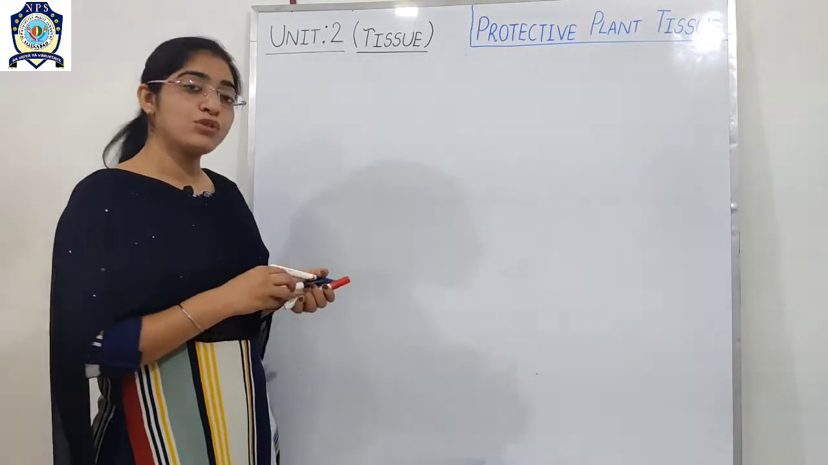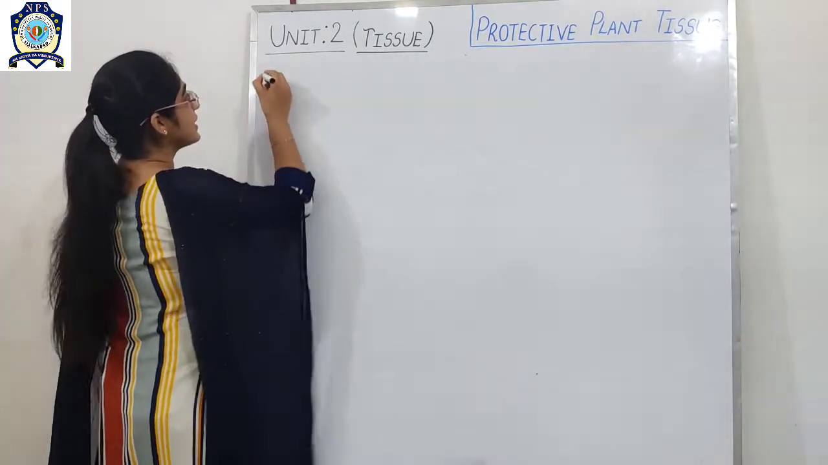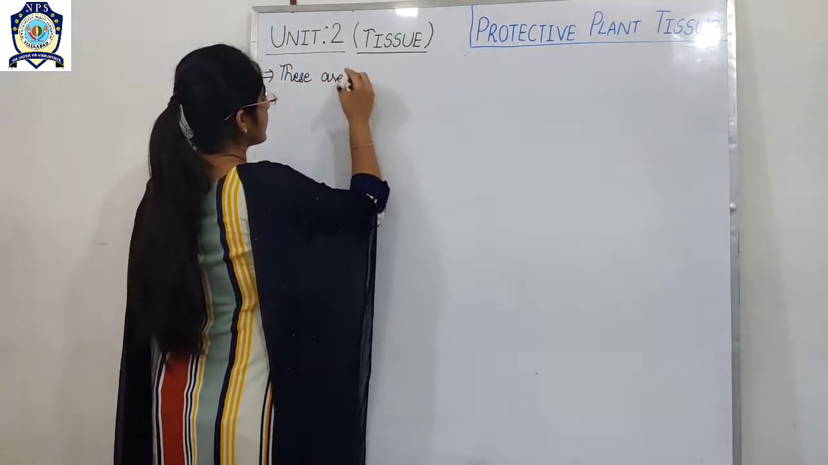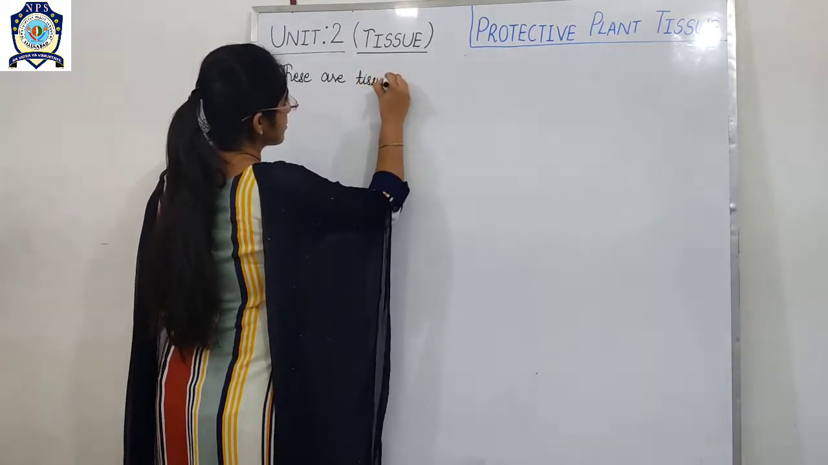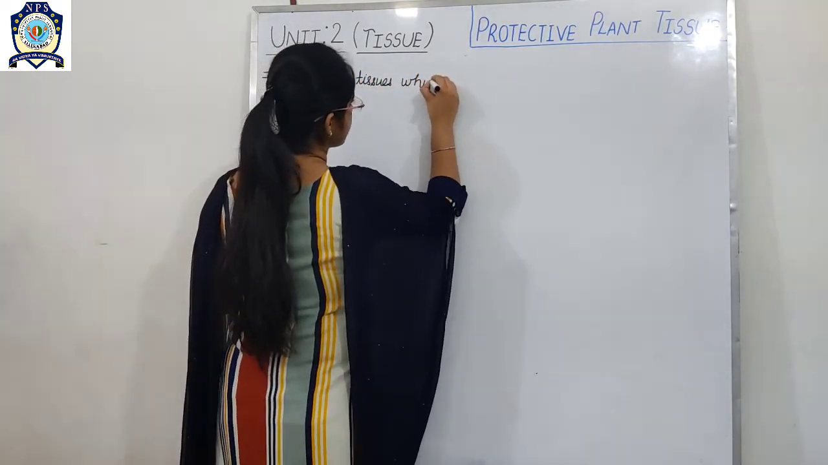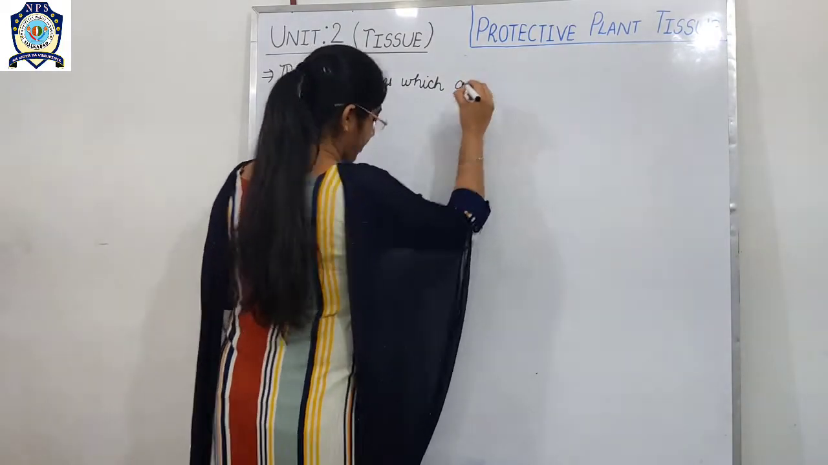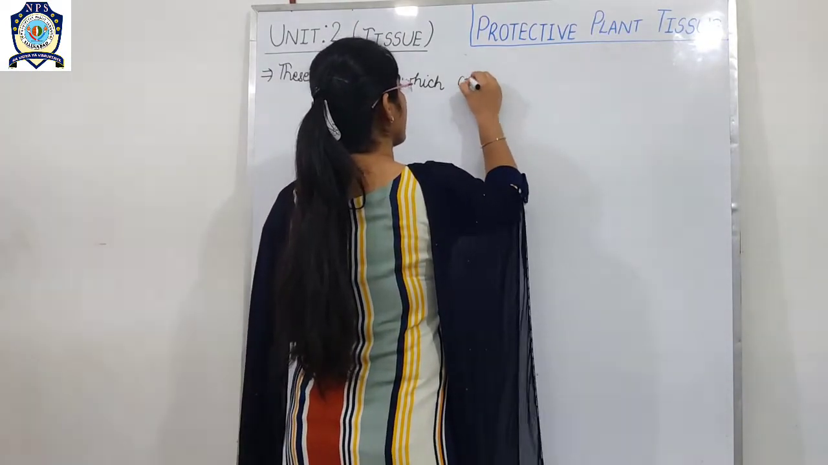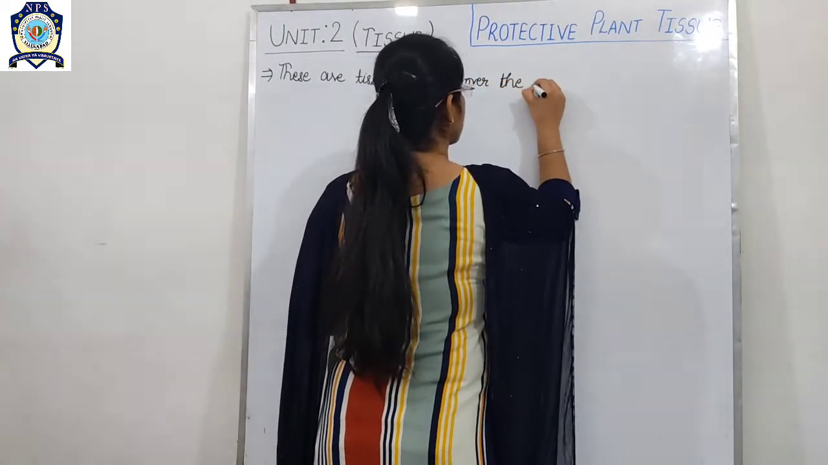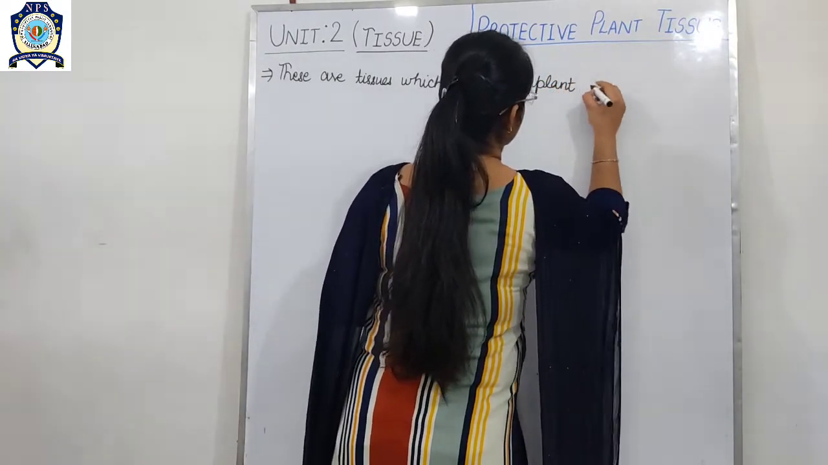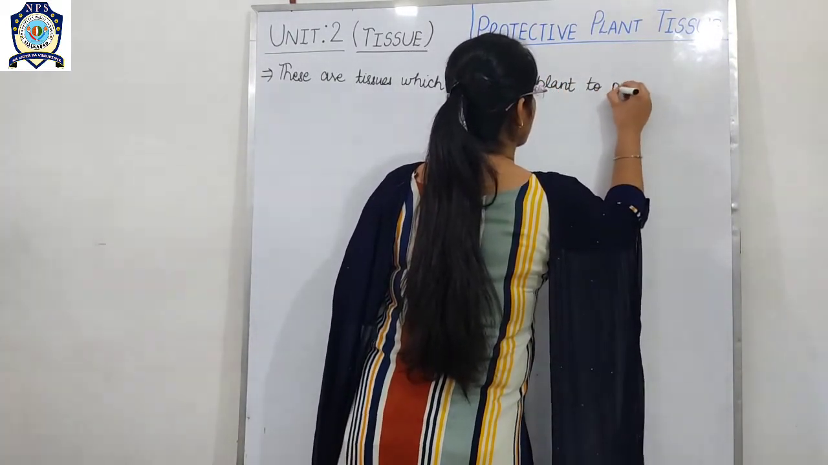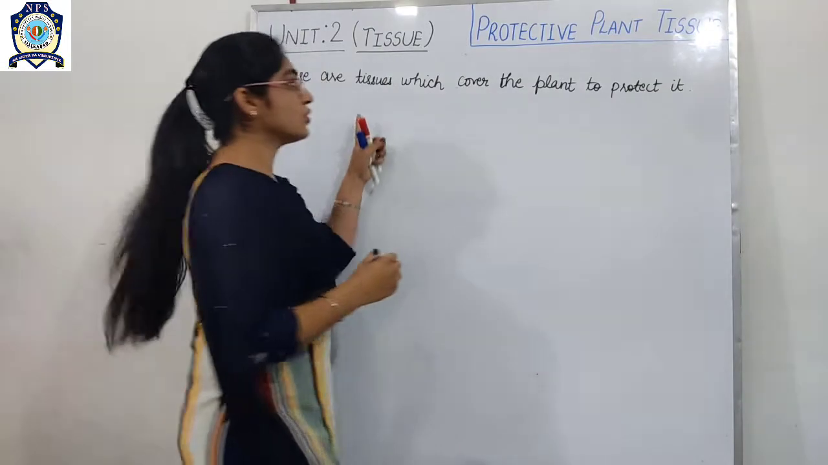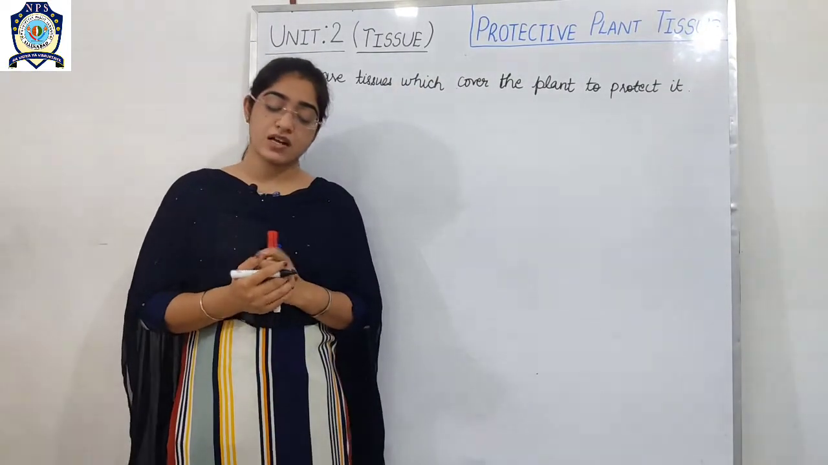If we have to define the protective plant tissues, then these are the tissues which are present in the plant, or you can say which cover the plant, to protect it. Okay, so this is the definition of the protective plant tissue.